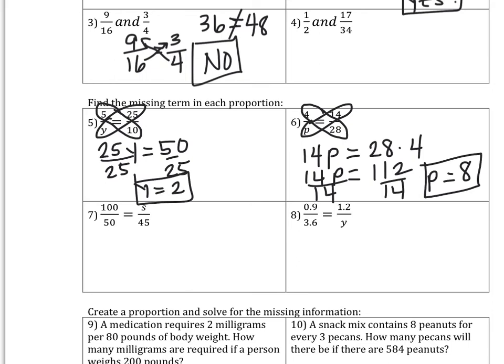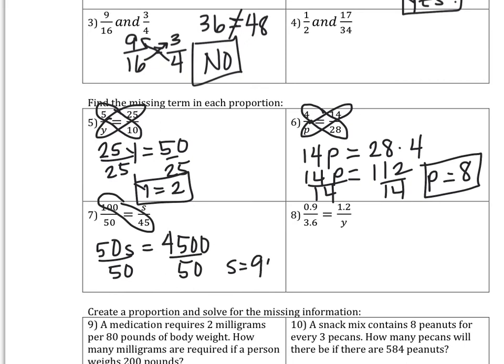Let's do one more. Let's do number 7. We are going to go 50s equals, and multiply those, 4,500. And divide both sides by 50. And s equals 90.